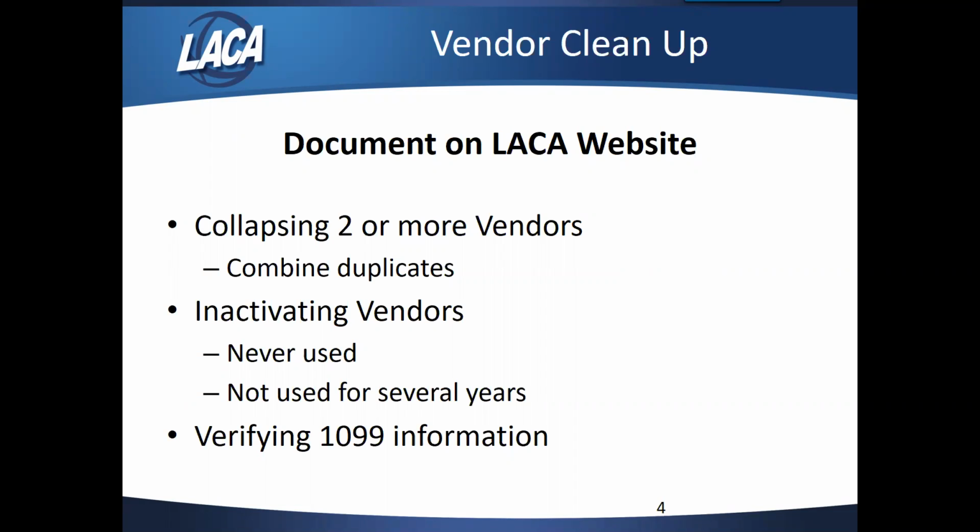The scenarios that are explained in that document are how to collapse 2 or more vendors using the Ven Change program if you find duplicates that you want to combine. It also talks to you about inactivating vendors that you have either never used or have not used for many years. And it also walks you through a few scenarios that can help you verify your 1099 information.